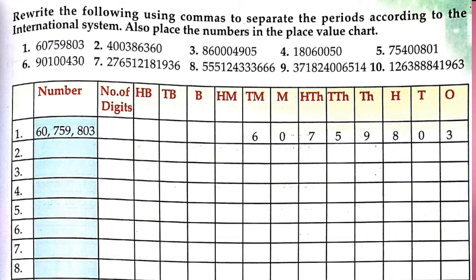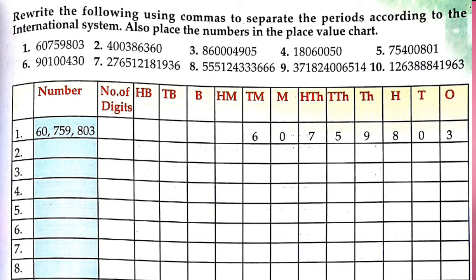Sir, here the number is 60759,803. First, here also there are 8 digits. In the ones period there are 3 digits, 803. So we have to put a comma between 9 and 8. Then the second period is the thousands period. There are 3 numbers, 7, 5 and 9. So we have to put a comma before 7, that is between 0 and 7. The rest is 2 numbers, 60, which is in the millions period.